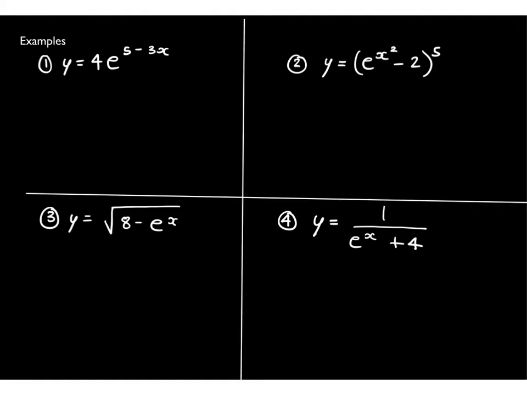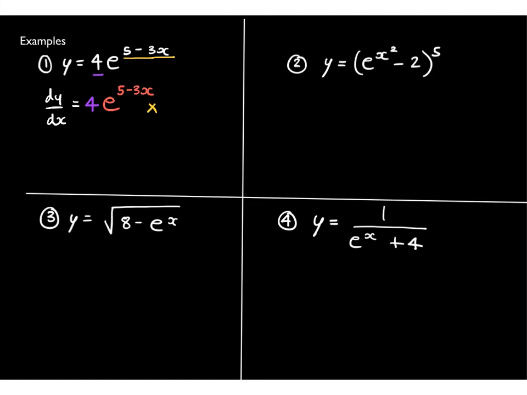Let's take a look at the answers. Now, the first question is an exponential function, and the inner function is 5 minus 3x. So dy by dx, the 4 is just here as part of the answer. Exponential functions differentiate to themselves, so we get 4 multiplied by e to the 5 minus 3x.